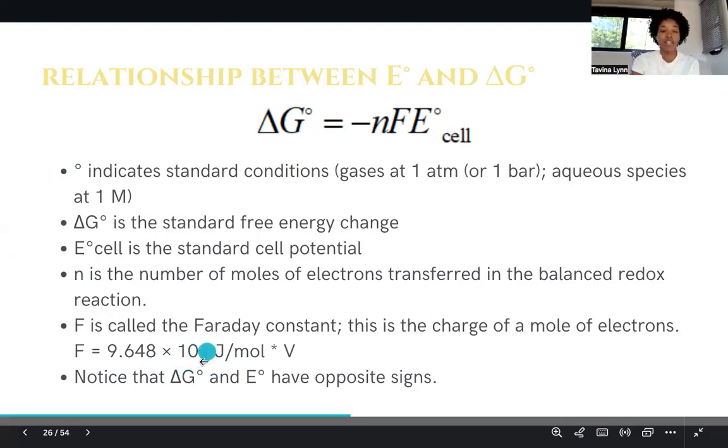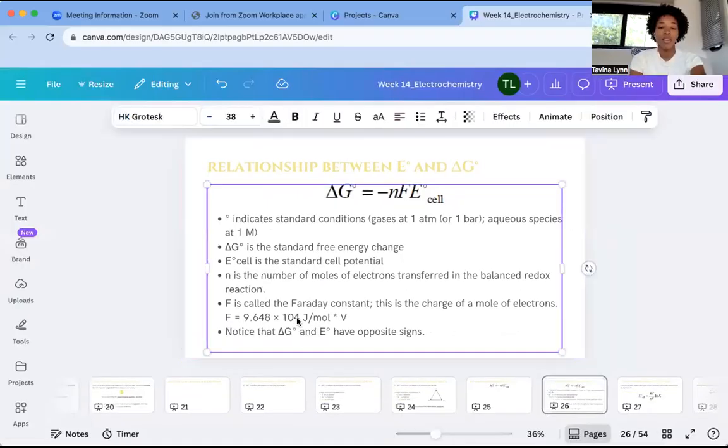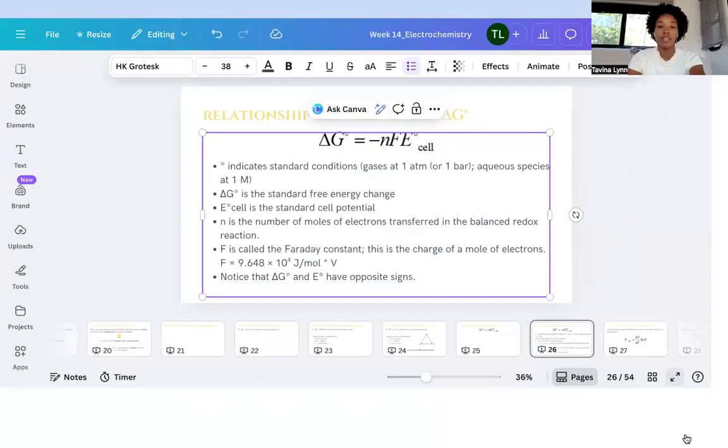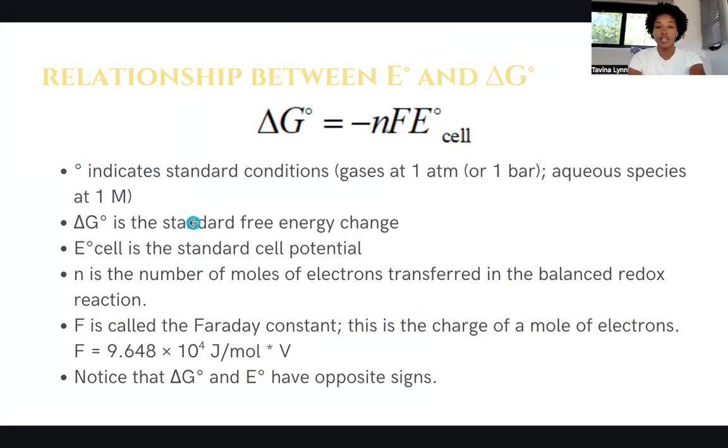And forgive me, this should be times 10 to the fourth. I'm going to change that right here. Okay, times 10 to the fourth, joules per mole times volts. We already know, right? So again, this is not at standard conditions. Delta G is our change in standard free energy. E sub cell is the standard cell potential.